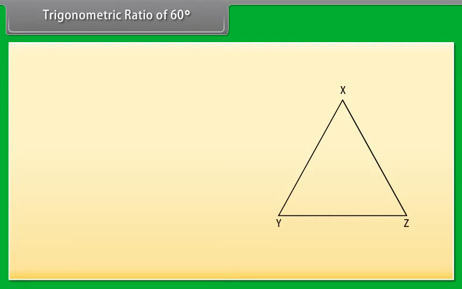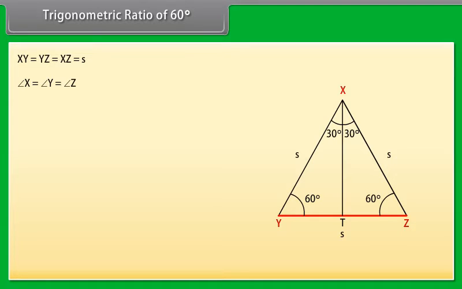Sin 30 degree is equal to YT upon XY equals 1 upon 2S upon S, which is equal to 1 upon 2. Cos 30 degree is equal to XT upon XY, which equals square root 3 upon 2S upon S, equals square root 3 upon 2. Tan 30 degree is equal to YT upon XT equals 1 upon 2S upon square root 3 upon 2S, which equals 1 upon square root 3.